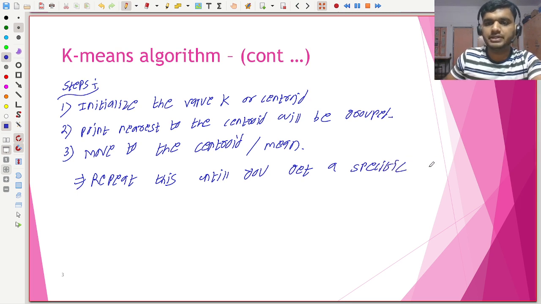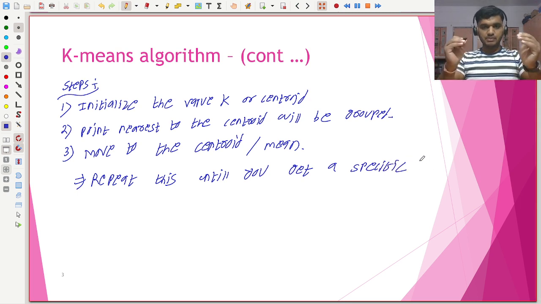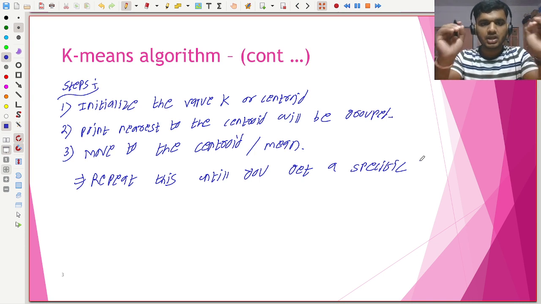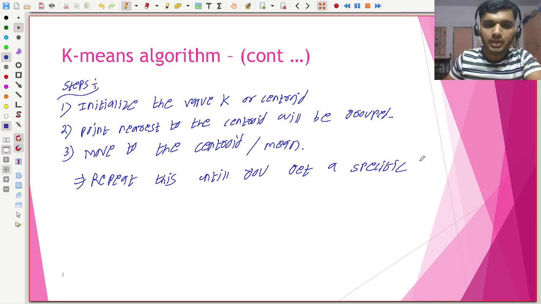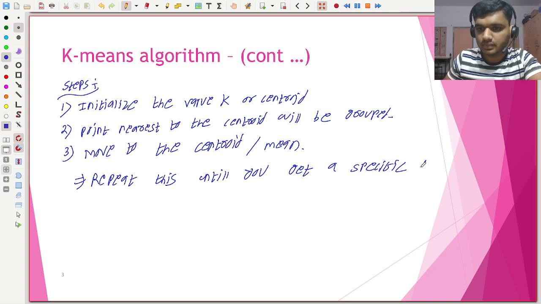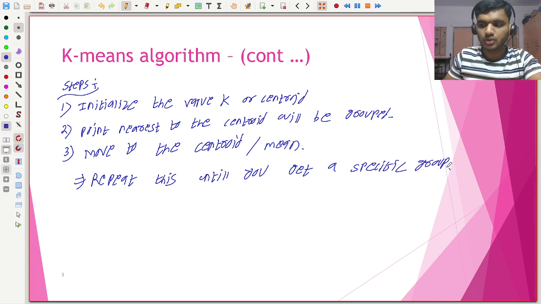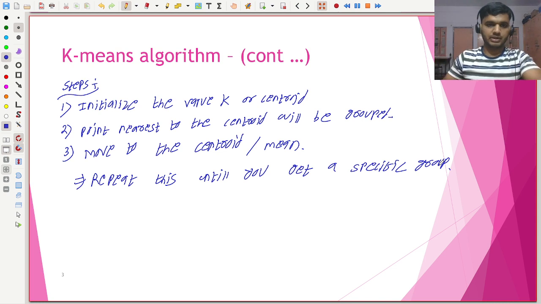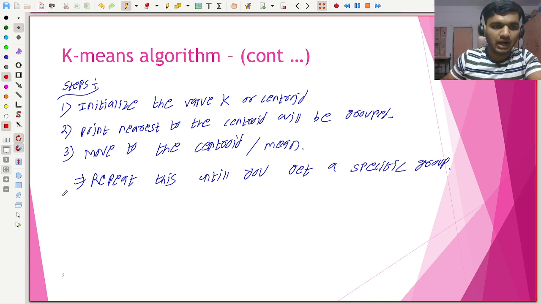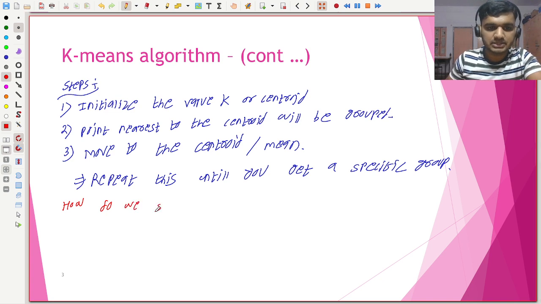We'll follow this step by step. We'll give a real life example with a mathematical solution. So how do we set the k value? You may have this doubt: how do we set the k value?